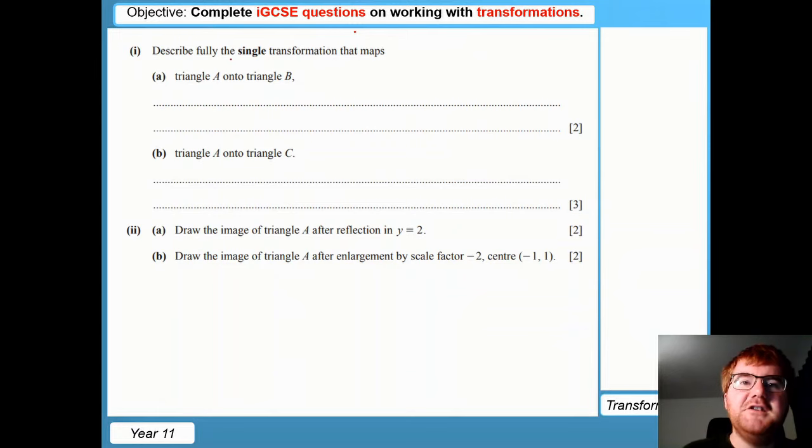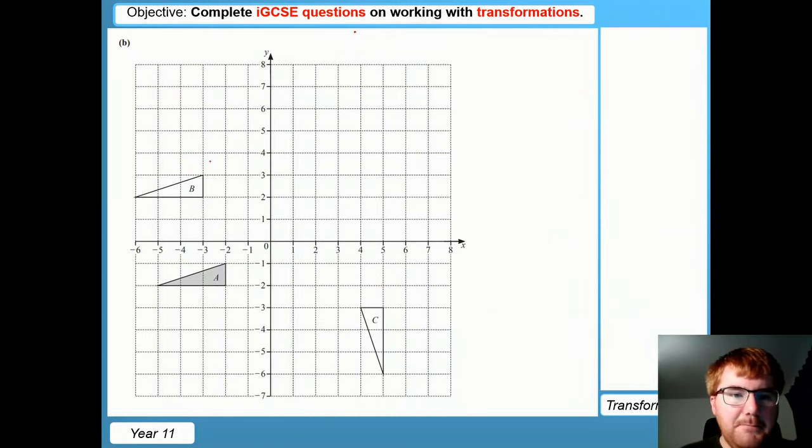Now, the first thing we need to do, and this is very, very common, is to describe a transformation. And we want to do a single transformation. So in one movement or one action, we want to go from one place to another. And the first one we want to do here is triangle A to B. So we want to go from A to B.